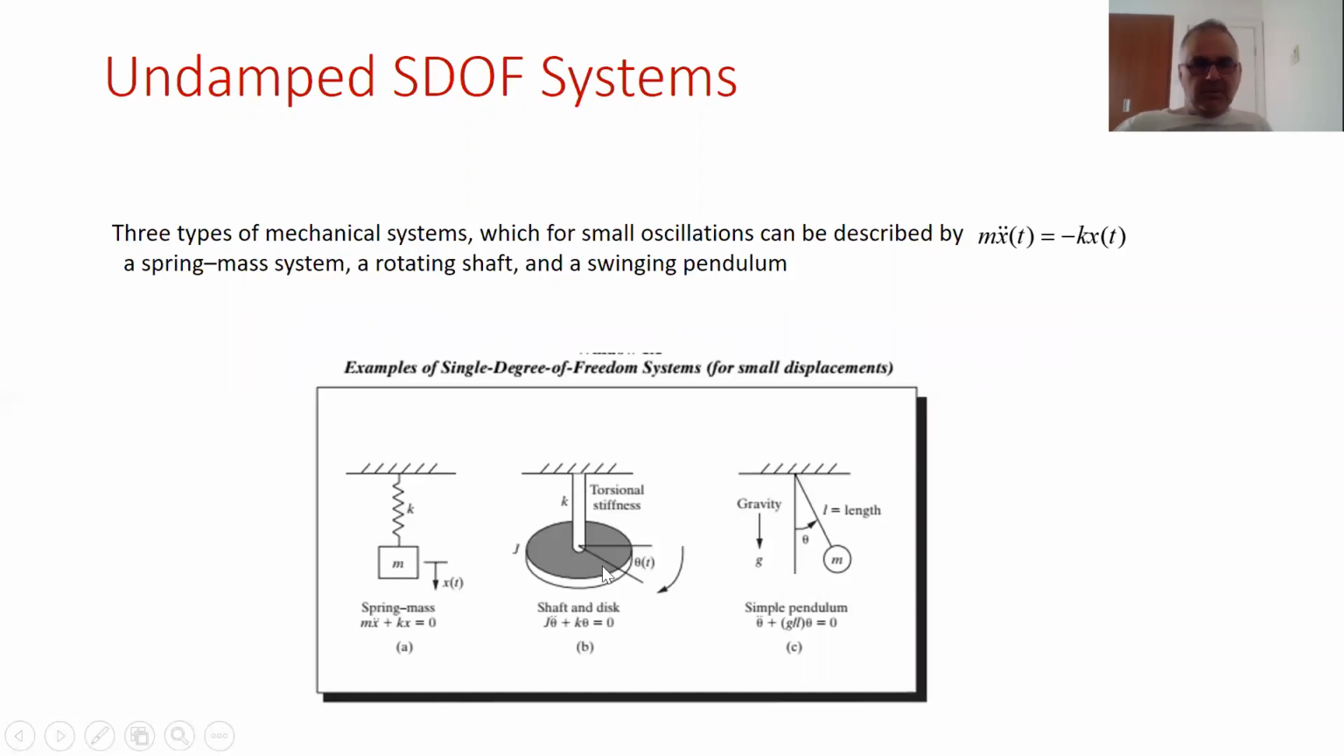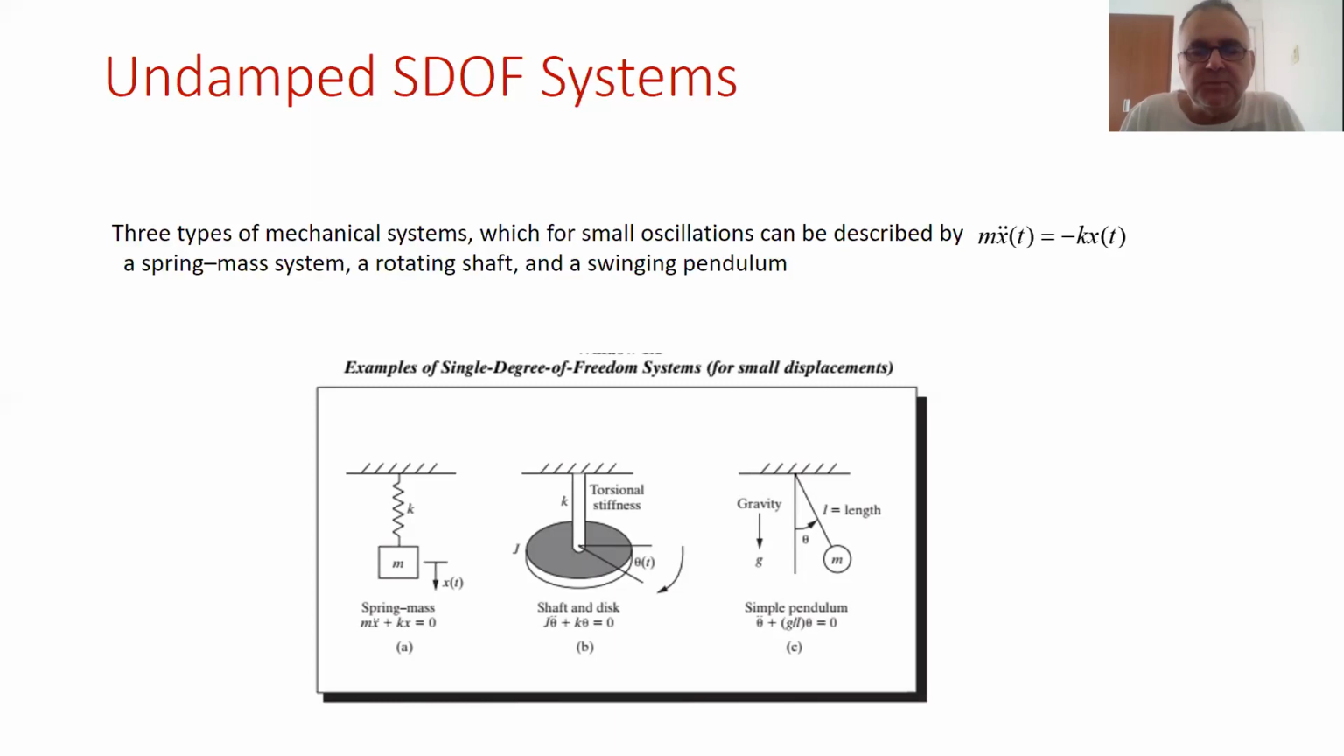All these systems are governed by a very simple equation, which is of the form mx double dot is equal to minus kx. That is, the second derivative is proportional to the function itself, which is the equation of motion of these systems. And from these equations of motion, we would like to obtain solutions given the initial conditions.